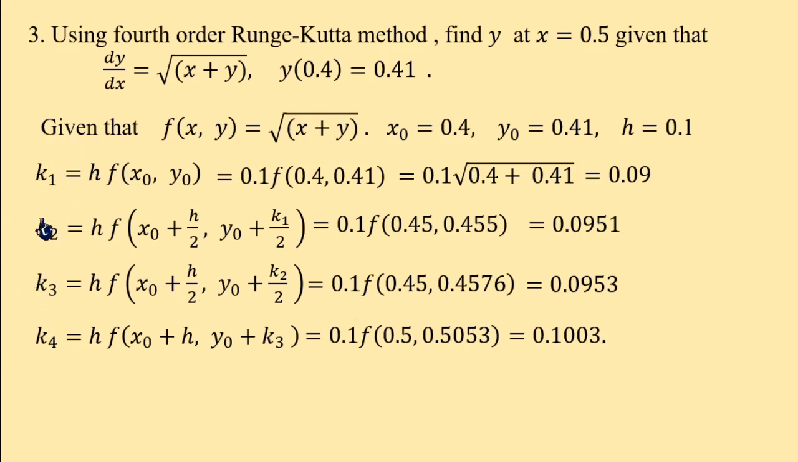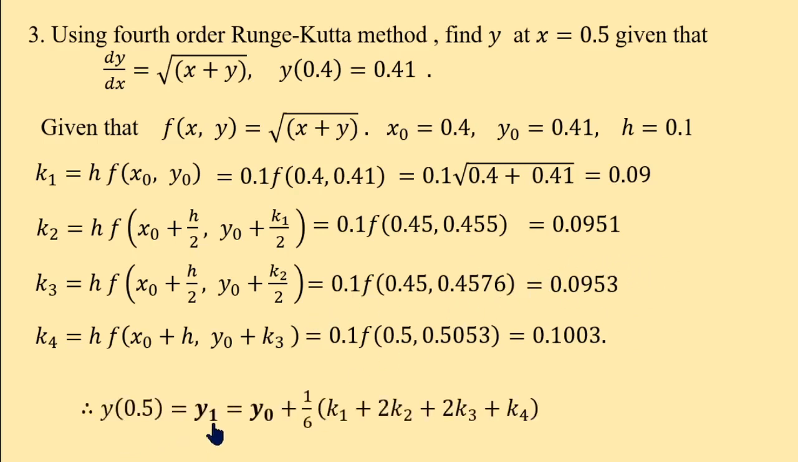After calculating these k1, k2, k3, k4, take the average. But how to take the average? 1 by 6th of k1 plus 2 k2 plus 2 k3 plus k4. Why are you taking k2 and k3 two times? Because here half range. k1 and k4 full range. Therefore, k1 plus 2 k2 plus 2 k3 plus k4, add this, divide it by 6. That is the increment of y. And hence, y1 is y0 plus 1 by 6th of k1 plus 2 k2 plus 2 k3 plus k4.